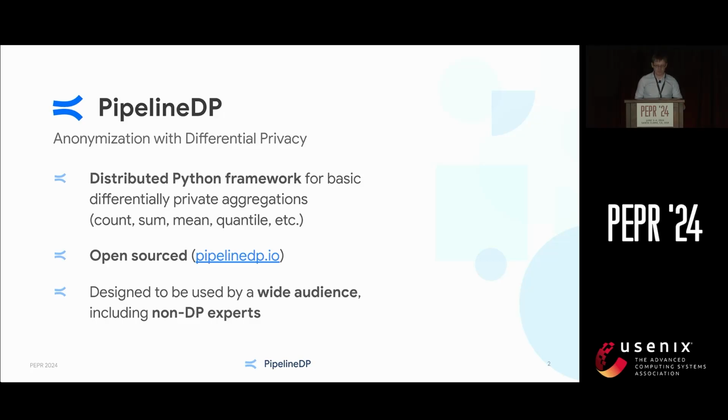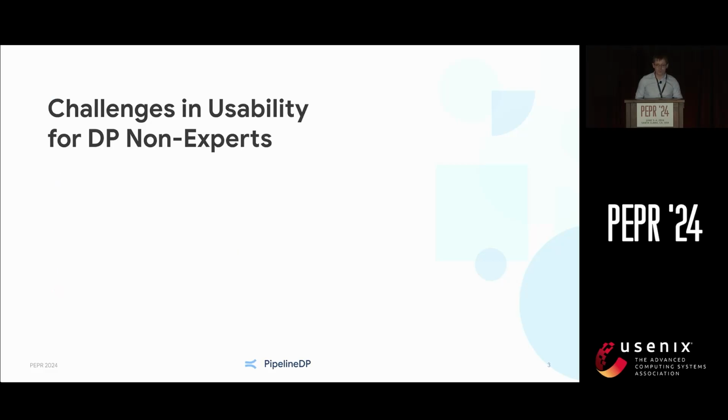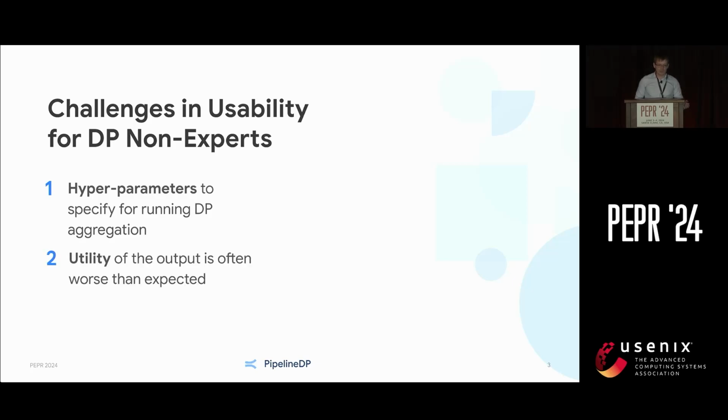And while DP is a very nice mathematical framework, there are many challenges with usability, especially for non-experts. And for this talk, let's discuss two of these challenges. One of them: for any person who would like to use it, what would be the hyperparameters for these computations? When we choose some hyperparameters, what would be the impact of DP computations on utility?